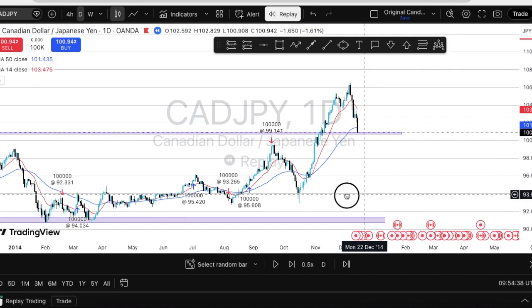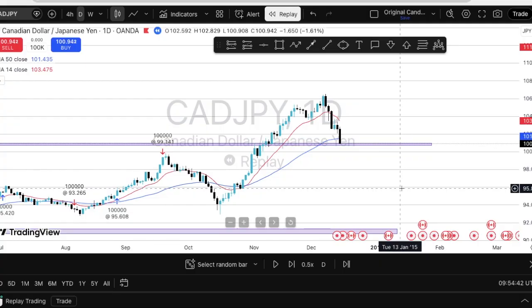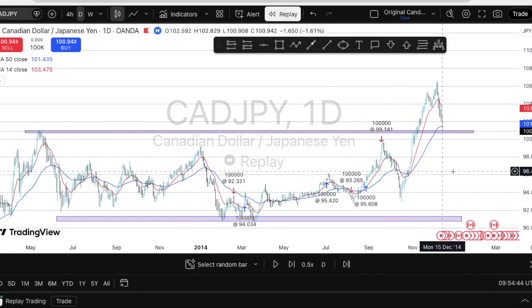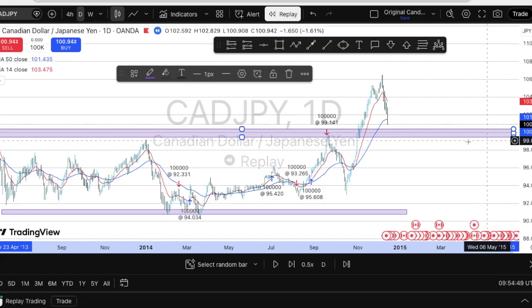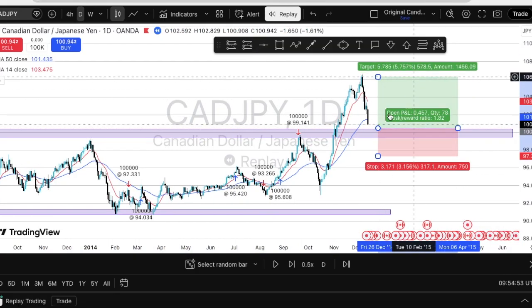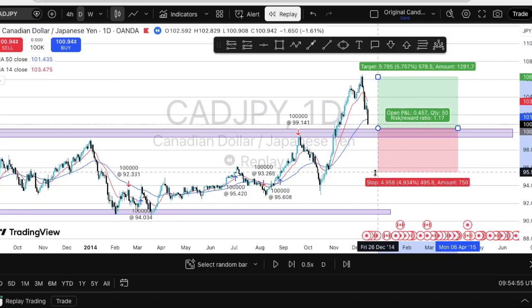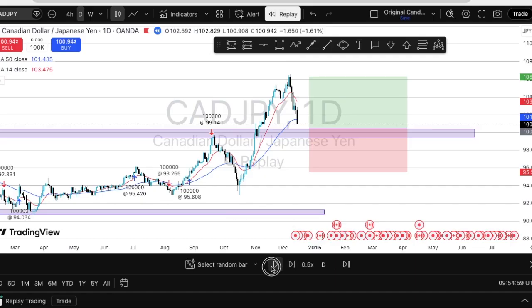Okay, a beautiful pullback. We can now be waiting for two things, right? There are two ways to enter this market. We can just enter here like this, target the previous highs, stop loss is going to be somewhere here. Or we can wait for a structure shift from bearish to bullish. Let's see. One.